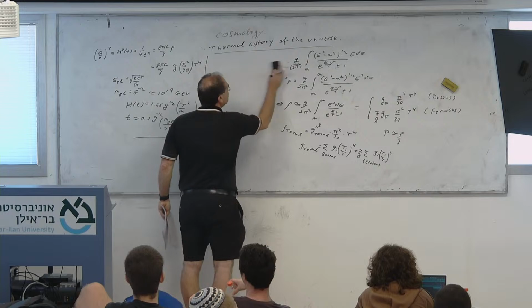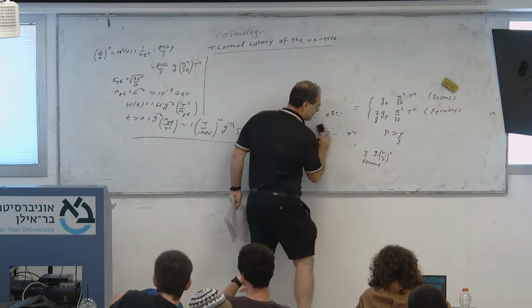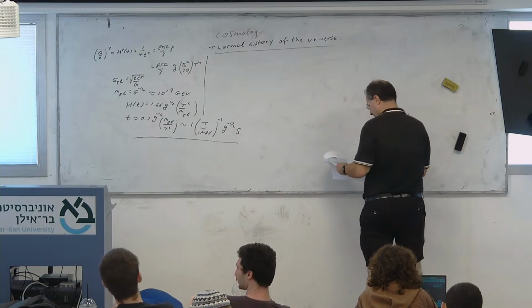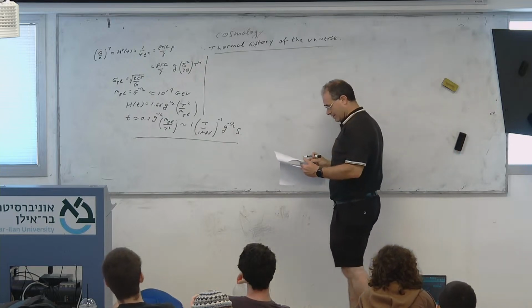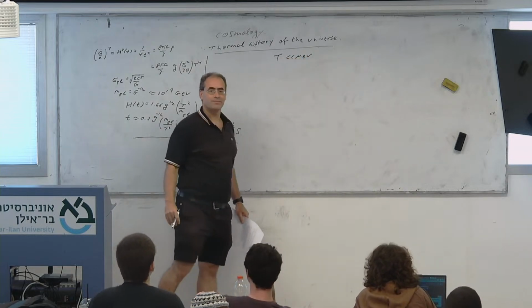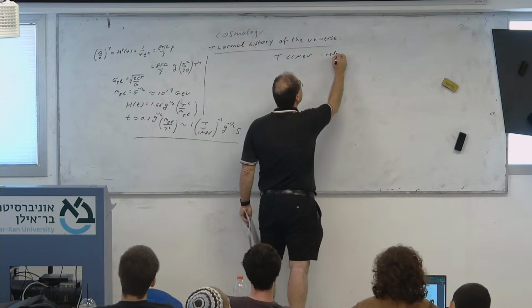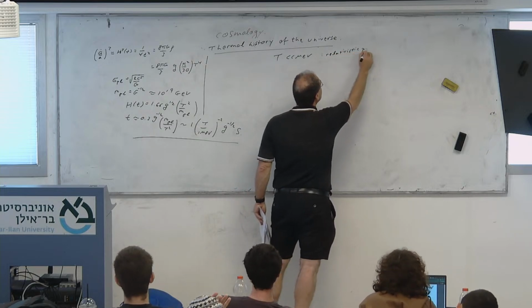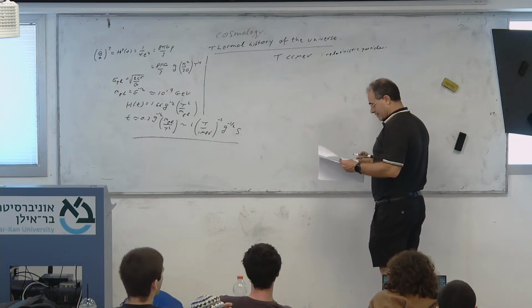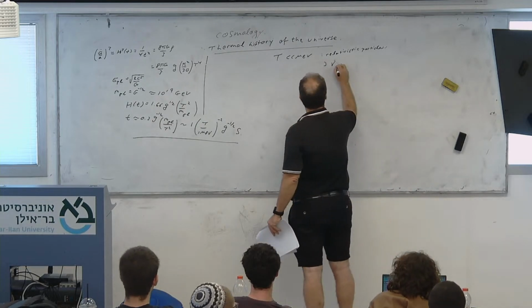We have to look at the temperature. So if T is smaller than an MeV, then the relativistic particles that there are are three neutrinos and photons.